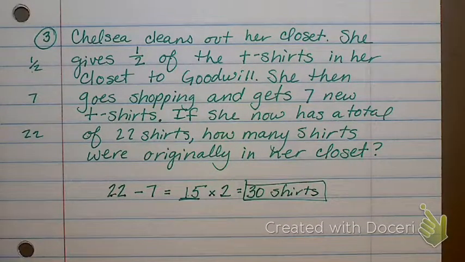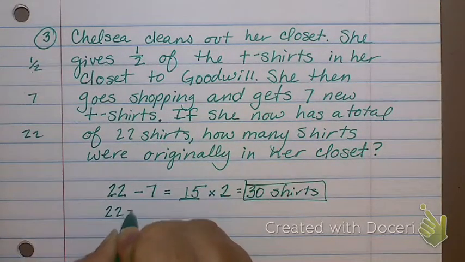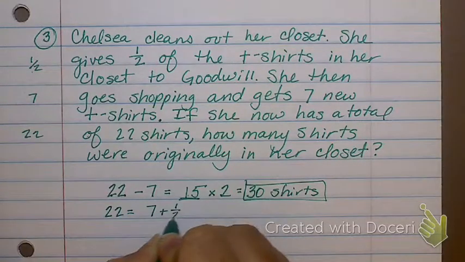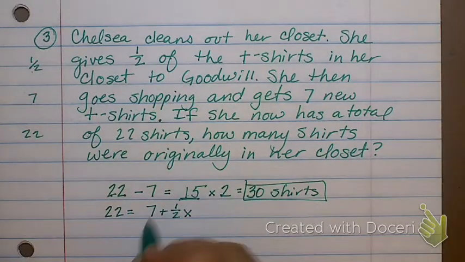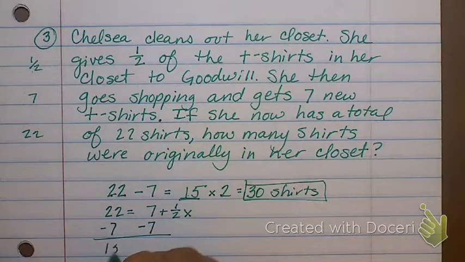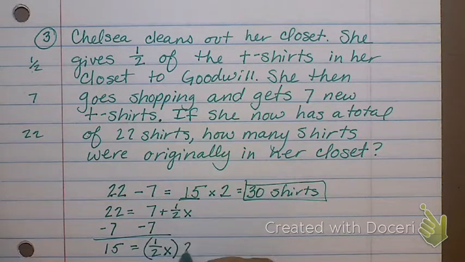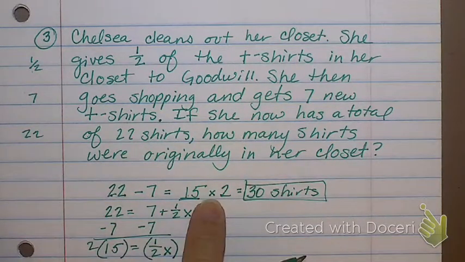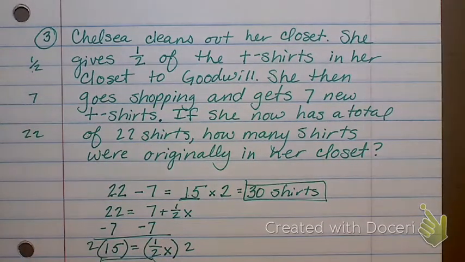Anybody write an equation? What equation did you get? 22 equals 7 plus 1/2 x. And in the process of solving this, you would subtract 7, which is what he did in his first step. That means 15 equals 1/2 x. And then how do you get rid of the 1/2? Multiply both sides by 2, which is the same step he did there. That's a perfectly fine way of getting to your answer of 30.